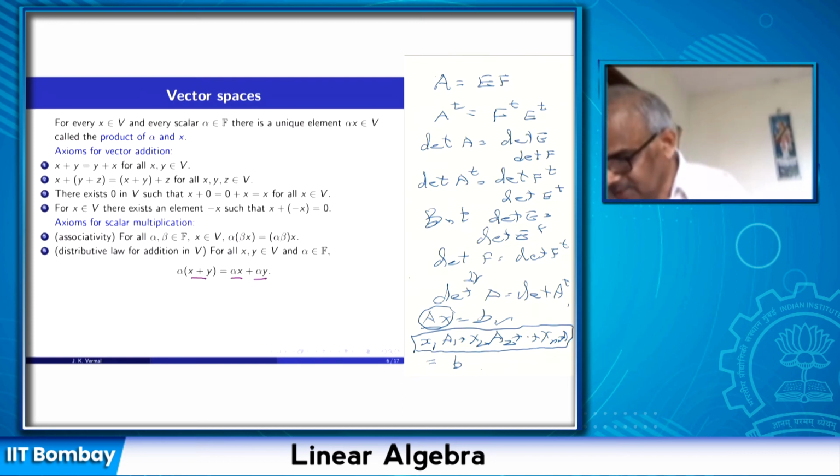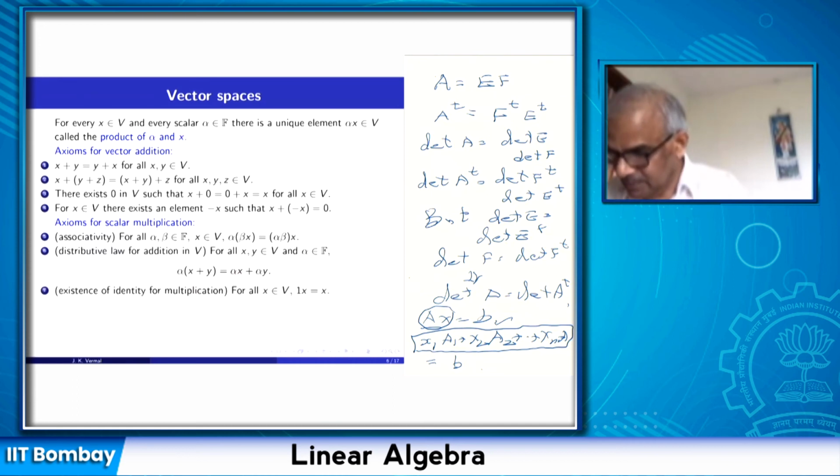Whether you first add the vectors and then take the scaled version, that is the same as scaling the two vectors simultaneously and then adding them. Then, existence of identity. So one is a scalar. The scalars are either real numbers or complex numbers or a finite field. Then the multiplicative identity is there in those fields. So take one, which is a scalar, times any vector, and that is equal to x. We have to specify that 1 times x is x.